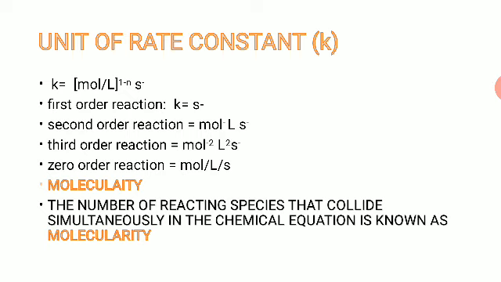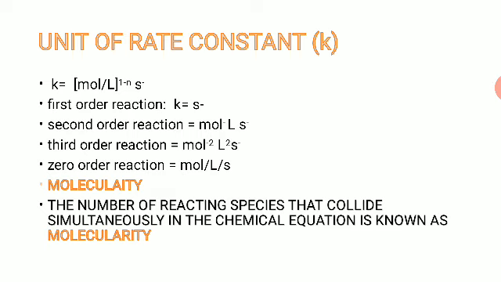So here comes the unit of the rate constant according to the order of the reaction. In general, K is equal to (mole per liter) to the power 1 minus n per second, where n is the order of the reaction. For a first order reaction, the unit of rate constant is per second. For the second order reaction, it is liter per mole per second. For the third order reaction, it is liter square per mole square per second. And for the zero order reaction, it is mole per liter per second.